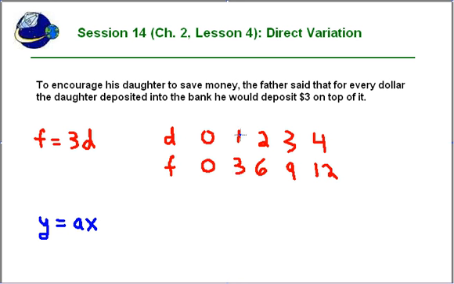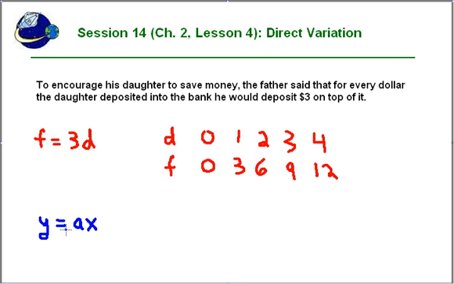Start back here at our 1 again. Let's say she gives $1, which means he gives 3. Let's say the next week she triples the amount that she gives. So she's now going to be giving 3. Well, when the amount that she gives triples, what happens to the amount that her father gives? Well, it also triples as well. That's what a direct variation is. There's some multiplier that's going to be multiplied by the one variable to give you the result of the other.